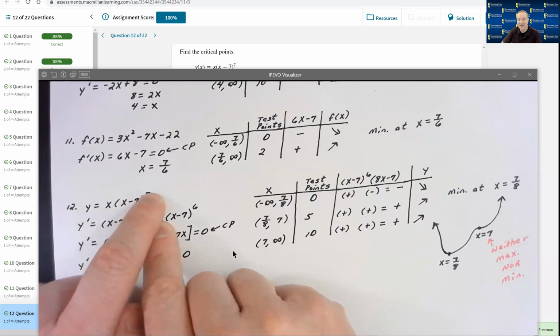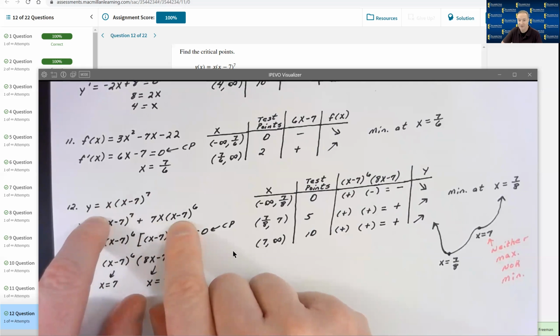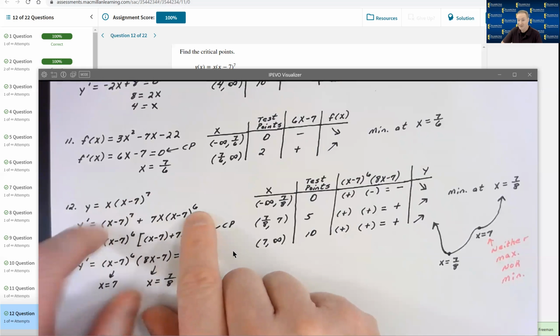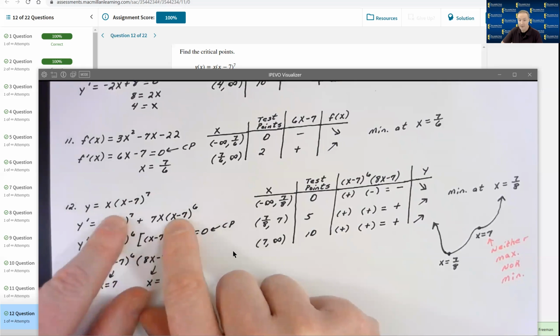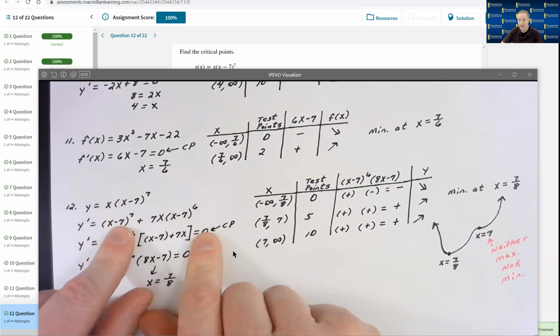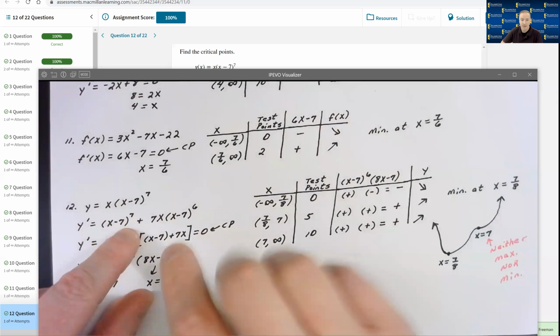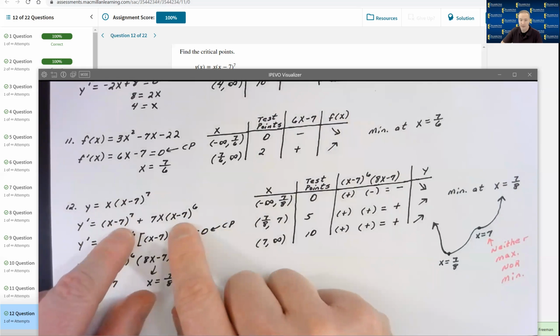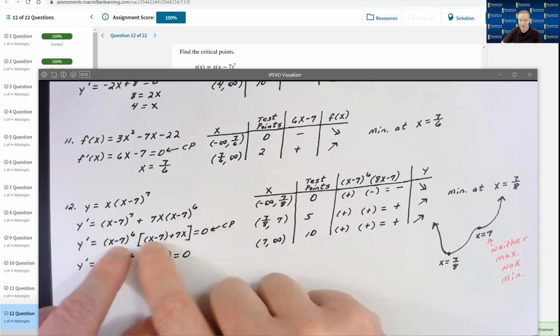The 7 came down in front, multiplied that x, then I had the group x minus 7 raised to the 6th power times the derivative of the inside, which is just a 1. So now I have my derivative, but before I can set it equal to 0 to find my critical points, I want a factored derivative. We can factor out an x minus 7 to the 6th power. That's my greatest common factor.